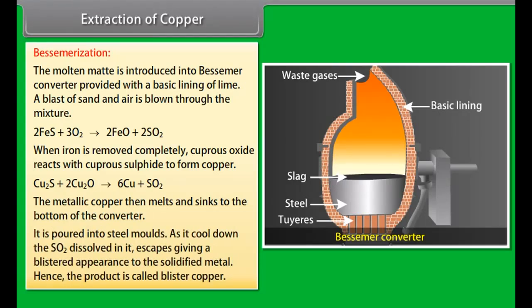Roasting. The concentrated ore is roasted on the hearth of a reverberatory furnace in excess of air. Smelting. Roasted ore is mixed with a little coke and sand and heated with excess of air in a water-jacketed blast furnace.